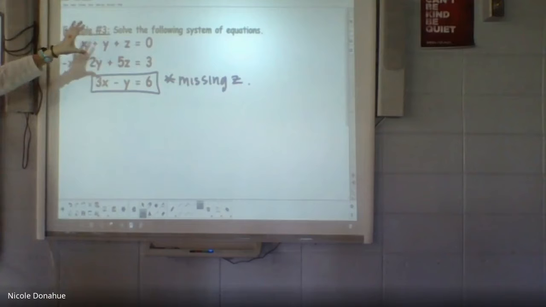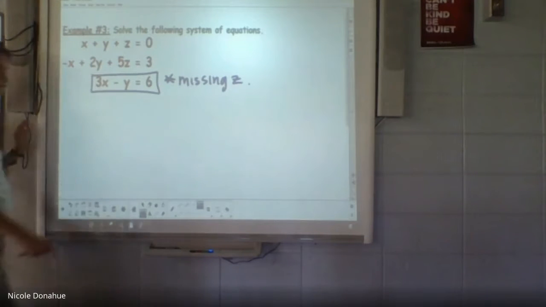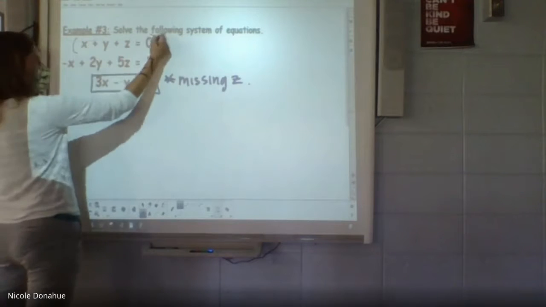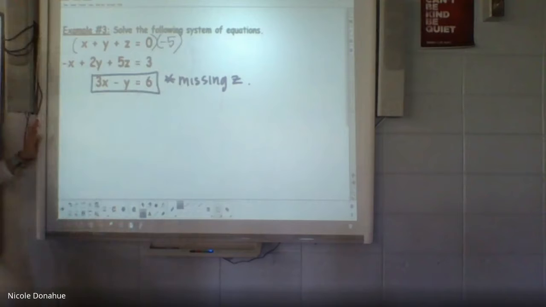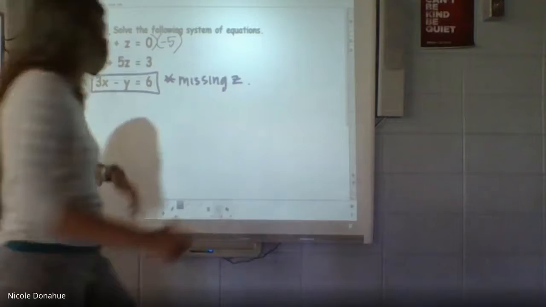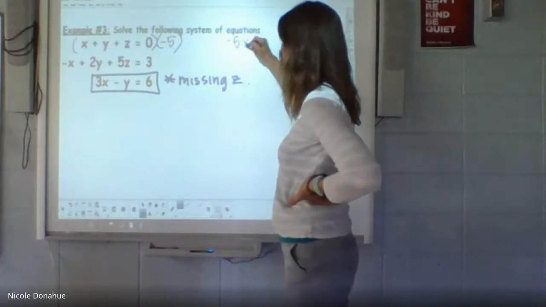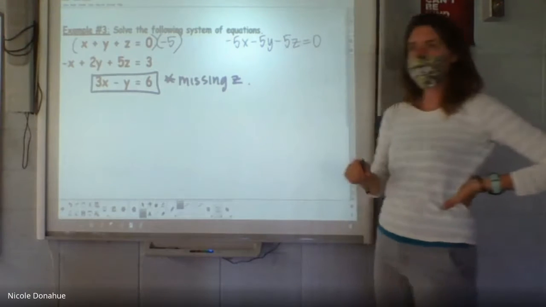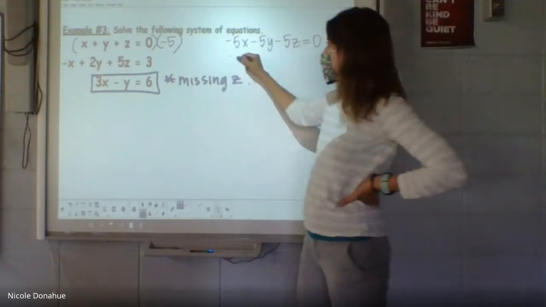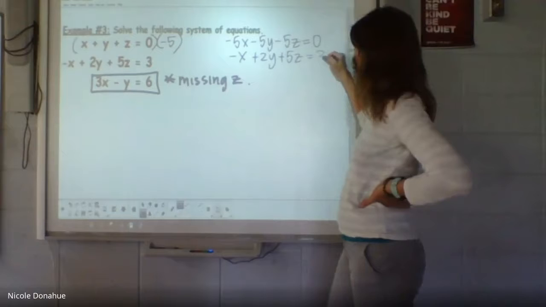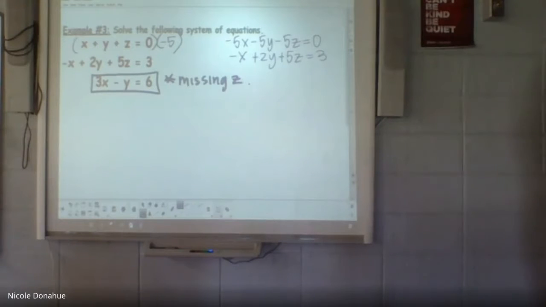So how would I get rid of z in the top 2 equations? Yeah, we're going to multiply this top equation by -5 so that I can get rid of the z. Does that make sense? Zero times 5 is just 0. So again, we chose that because they already got rid of the z in the other equation for us.